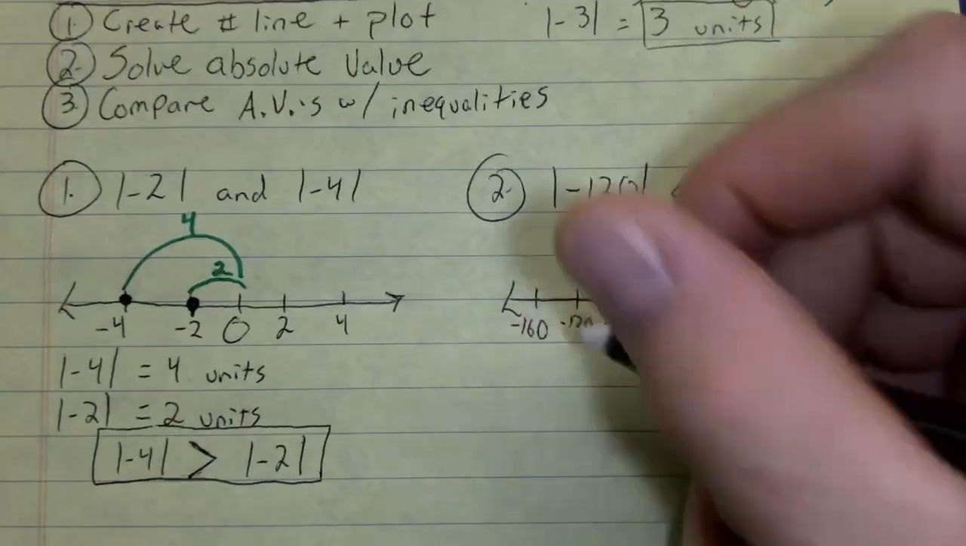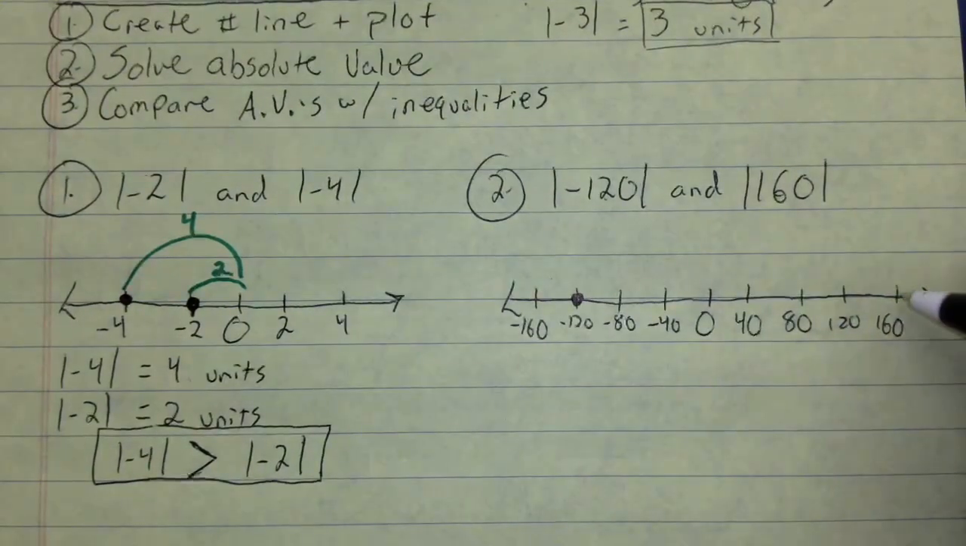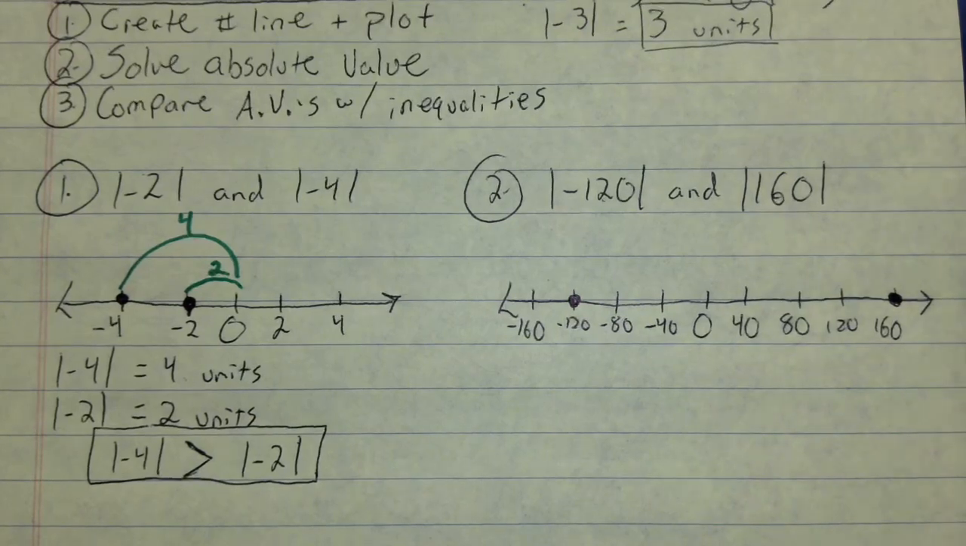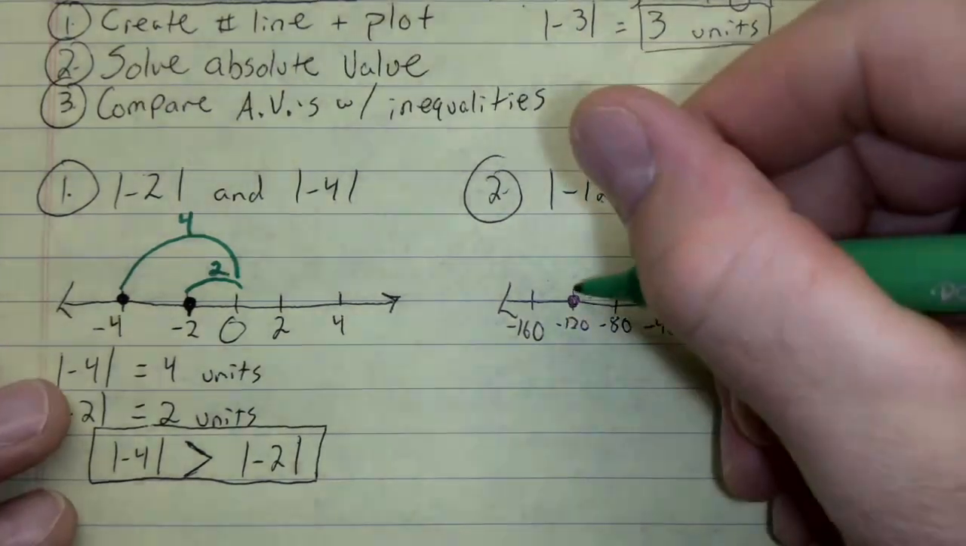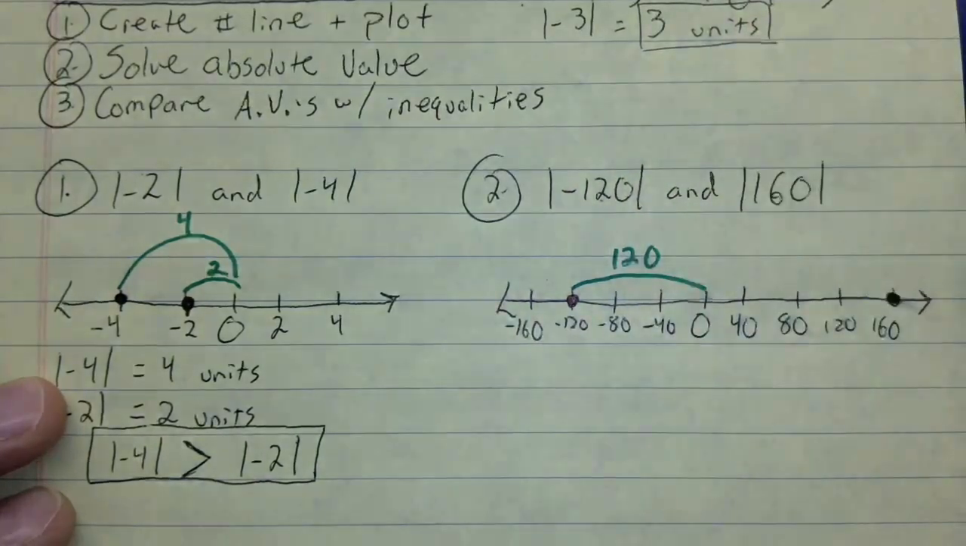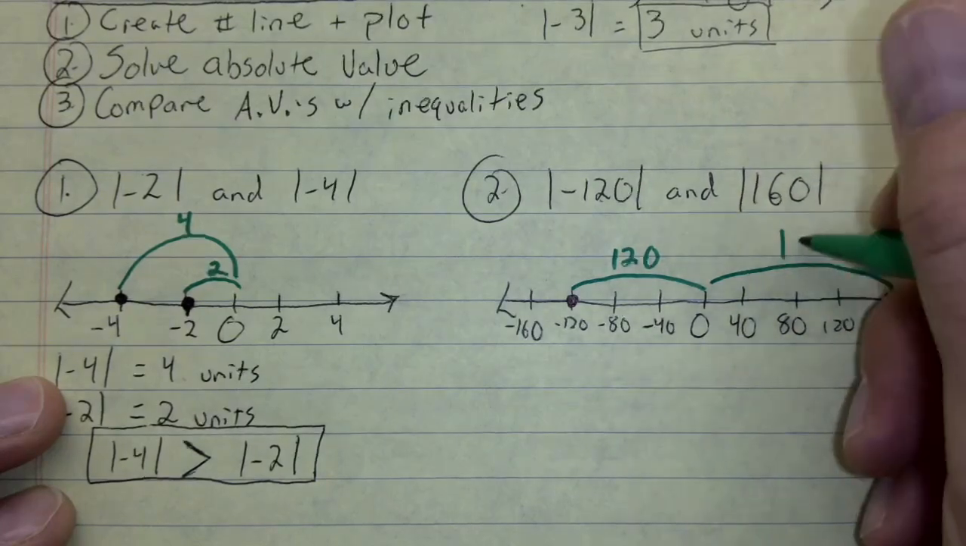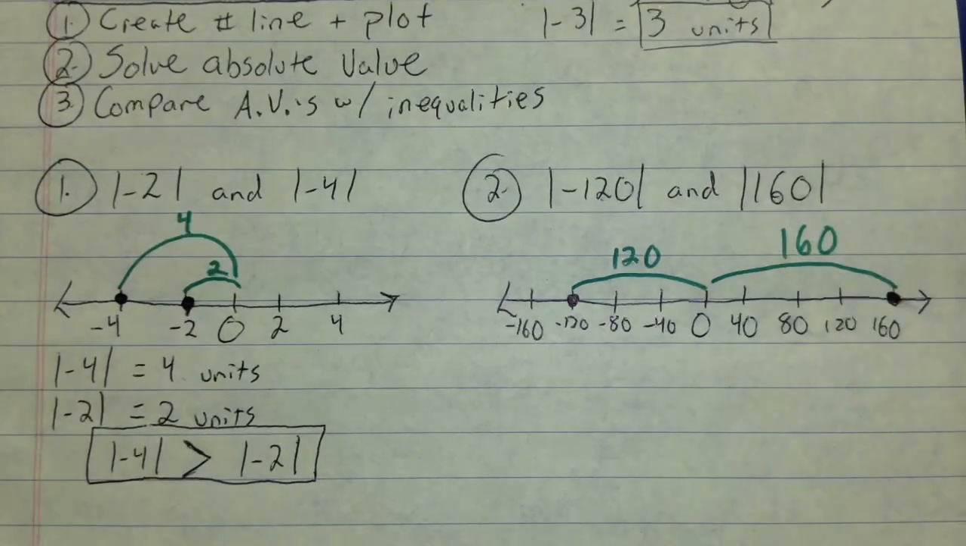All right, and then just plot. So negative 120, that's easy. That's to the left of 0, and 160 is to the right of 0. All right, so add your arcs in there. So we know from 0, negative 120 is 120 units from 0, and 160 is 160 units from 0. Okay? So step 1's done.